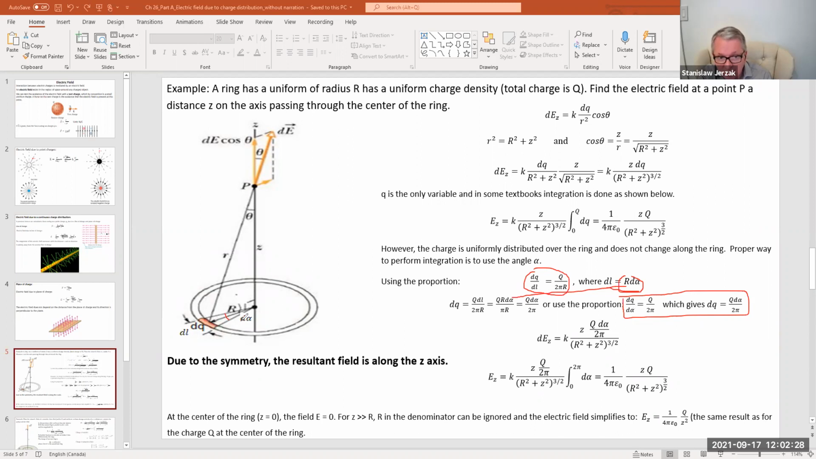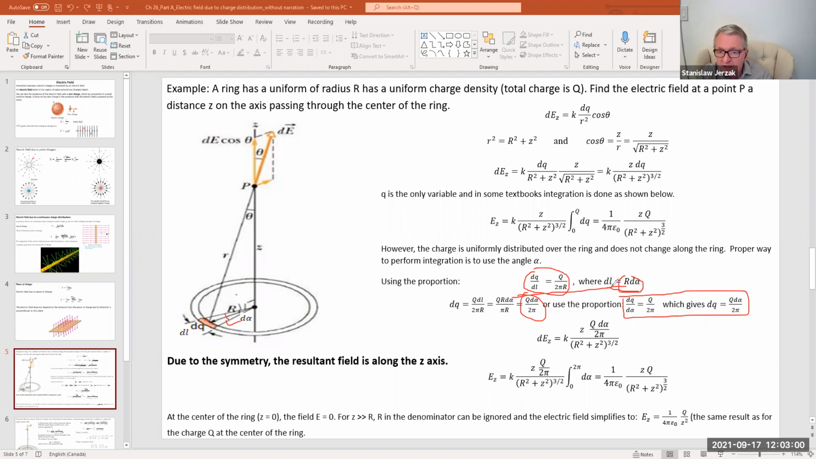Remember, this is that angle d alpha. So dq to d alpha must be in the same proportion as total charge on the ring to the total angle subtended by the ring, which is 2 pi radians, right? The whole angle 2 pi. So from this proportion, you could find also that dq is equal to q times d alpha divided by 2 pi, the same result as here. So these two proportions are correct, of course.